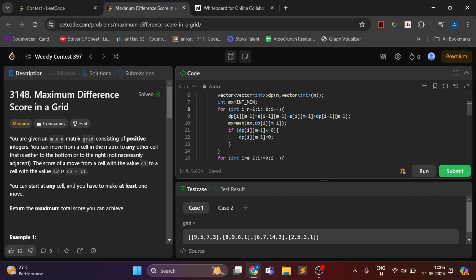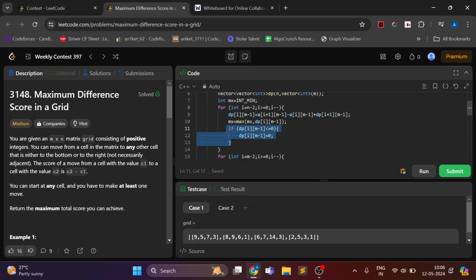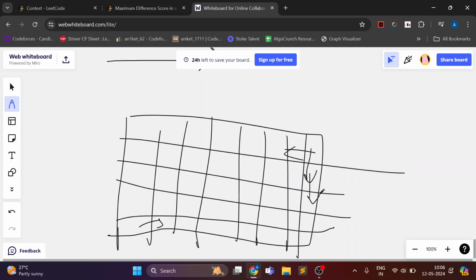So for that I'm iterating, first over the last column, and if I can go to i plus 1, what will be my answer? A of i plus 1, m minus 1, minus A of i, m minus 1, plus dp of i plus 1, m minus 1, and then taking the max of it. Now while going forward, if dp of i comma m minus 1 is negative, why should I consider going this way?